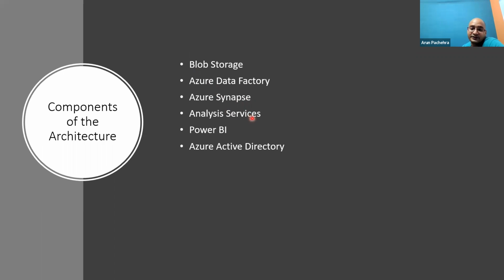Then we have analysis services, which provides a semantic model for your data. It can also increase system performance when analyzing your data. Power BI, we all know, is a suite of business analytics tools to analyze data and share insights. Power BI can query a semantic model stored in analysis services, or it can query Azure Synapse directly. Azure Active Directory, as we already said, is for authentication.